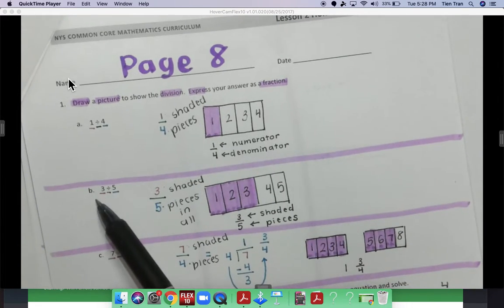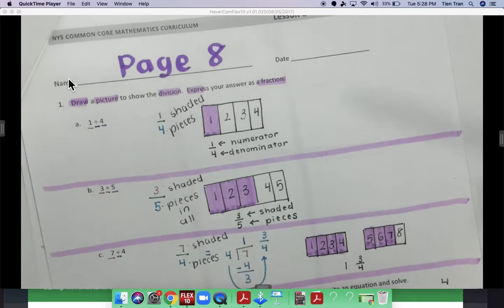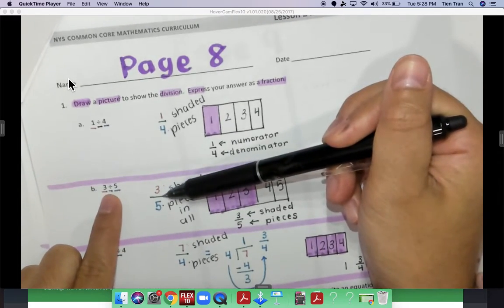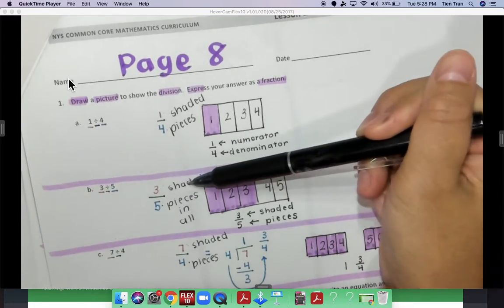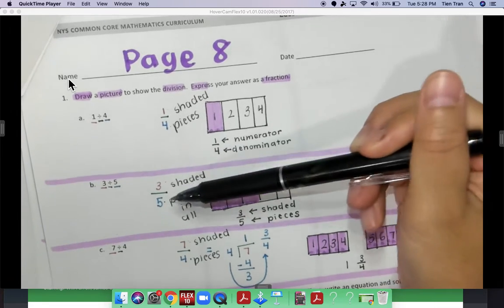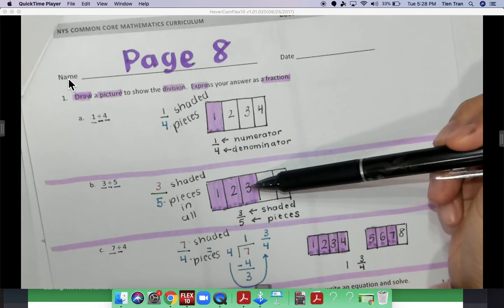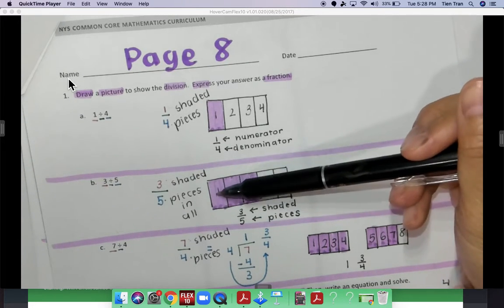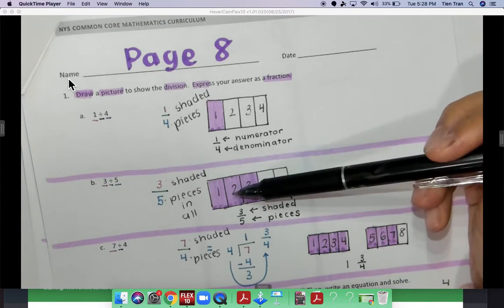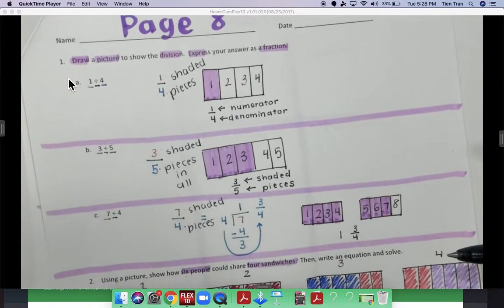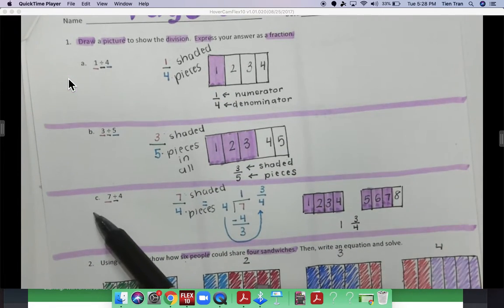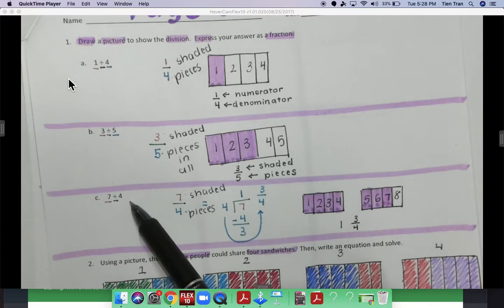Now for our letter B. We have 3 divided by 5. Again, I'm writing 3 divided by 5. 3 pieces are being shaded in, and 5 pieces is how many I have in all. So I have 1, 2, 3, 4, 5. I have 3 pieces that are shaded, and there are 5 pieces in all. Now for problem C, we have 7 divided by 4.